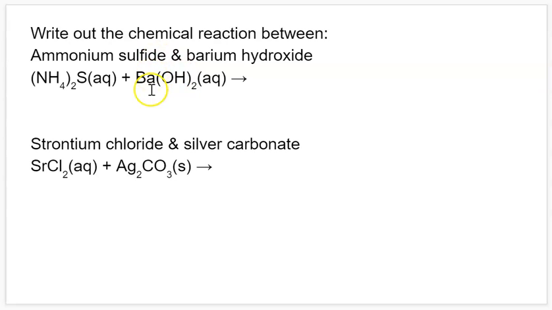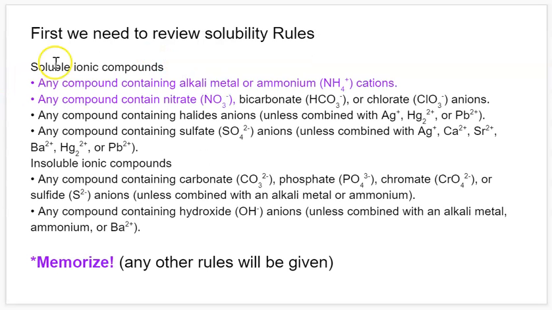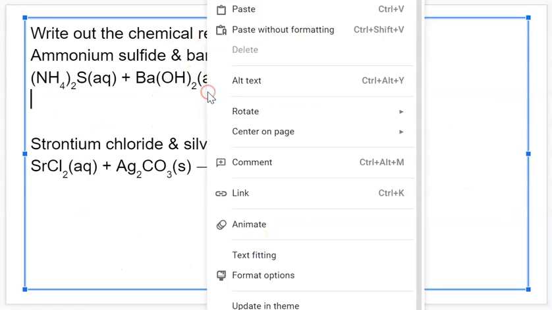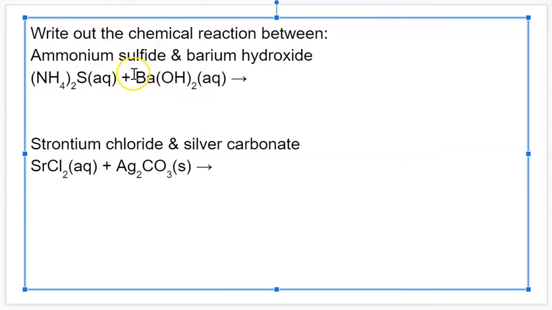This one, barium hydroxide, I would look at my rules. Let's see, hydroxide. Here we go. Any compound containing hydroxide anions are insoluble. So most OH compounds are insoluble unless combined with alkali metals, ammonium, or barium. So barium is actually, oddly, one of the exceptions to the OH- being insoluble rule. So that's why we end up with aqueous Ba(OH)2 here.